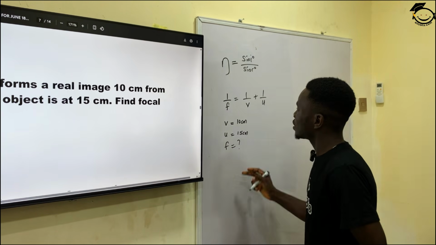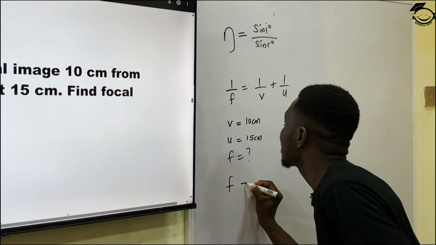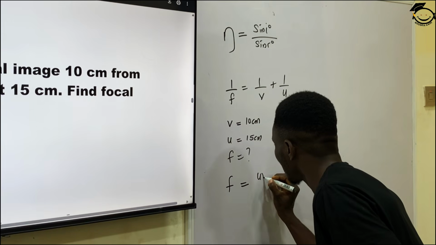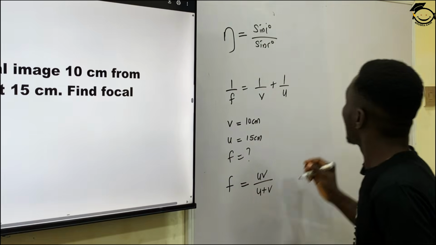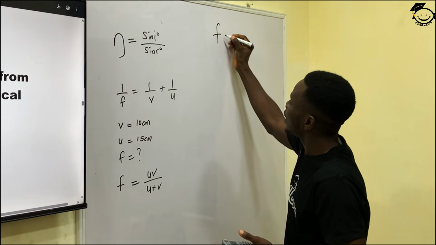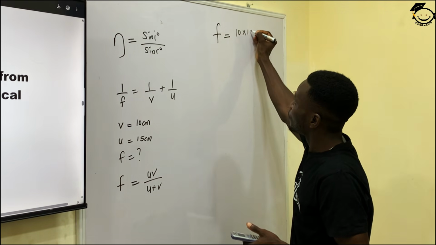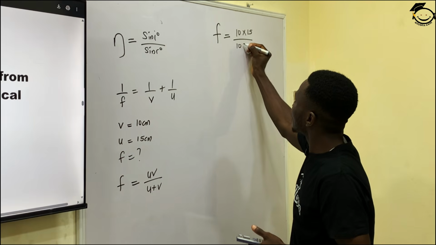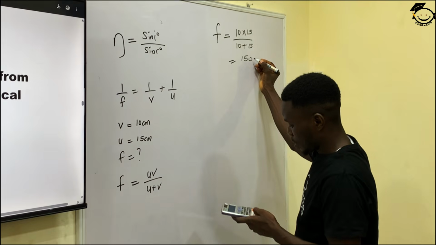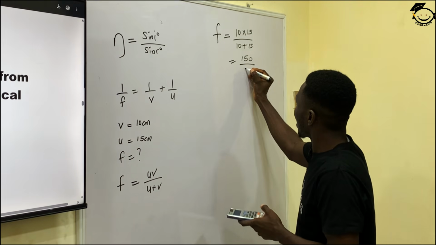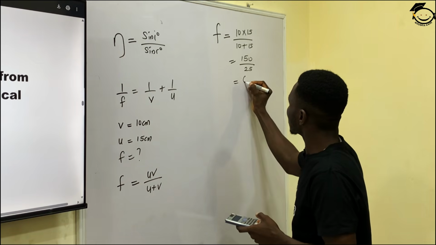And since this is our formula, this formula can be rewritten as saying that f, which is your focal length, is equal to image distance times object distance over image distance plus object distance. This means that my focal length f is equal to 10 times 15 over 10 plus 15, and that will give me 150 divided by 25, and that will give me 6.